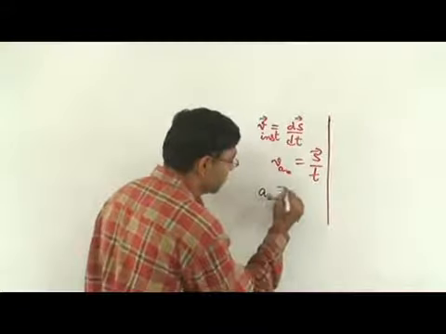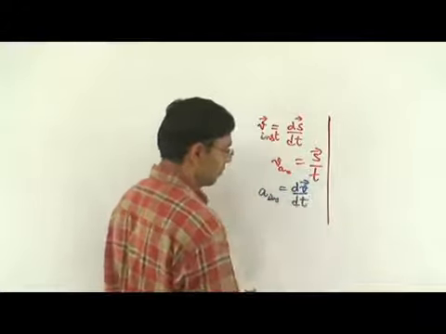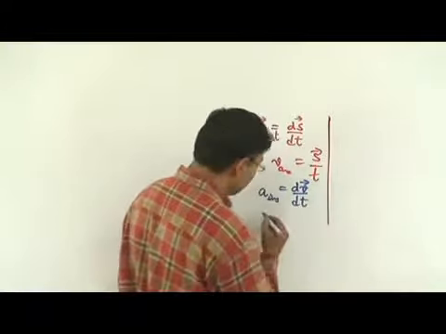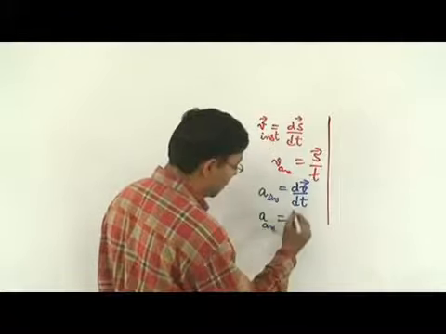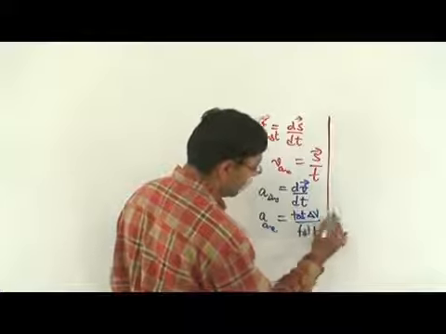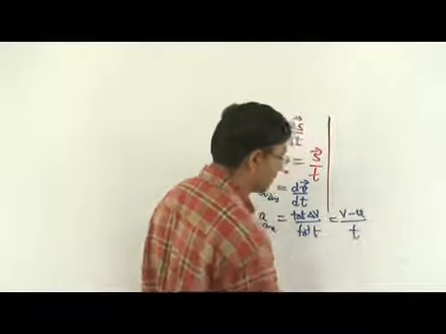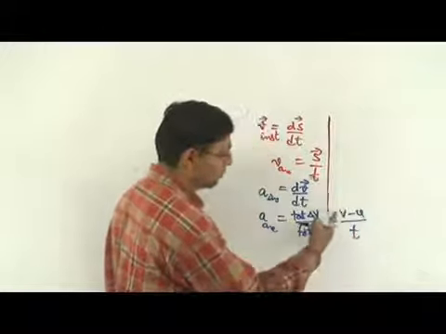Instantaneous acceleration is the time derivative of velocity, or dv by dt. And average acceleration is total change in velocity by total time. This could be something like v minus u by the time duration in which this change in velocity has taken place. u is initial velocity, v is velocity at the end of time t.